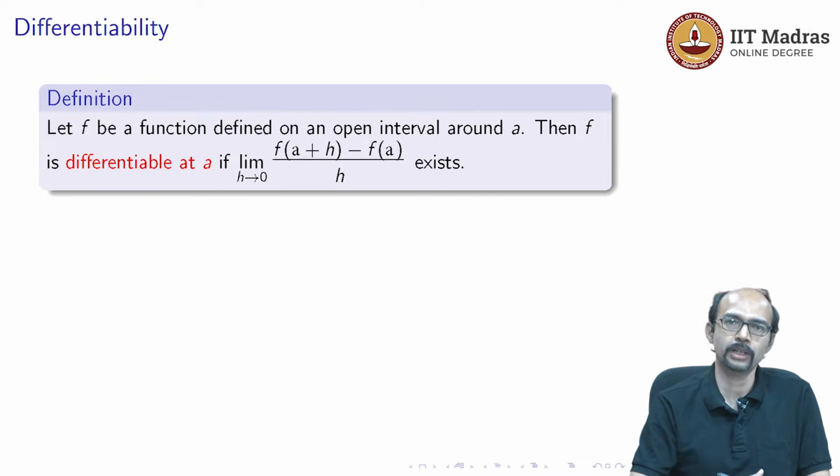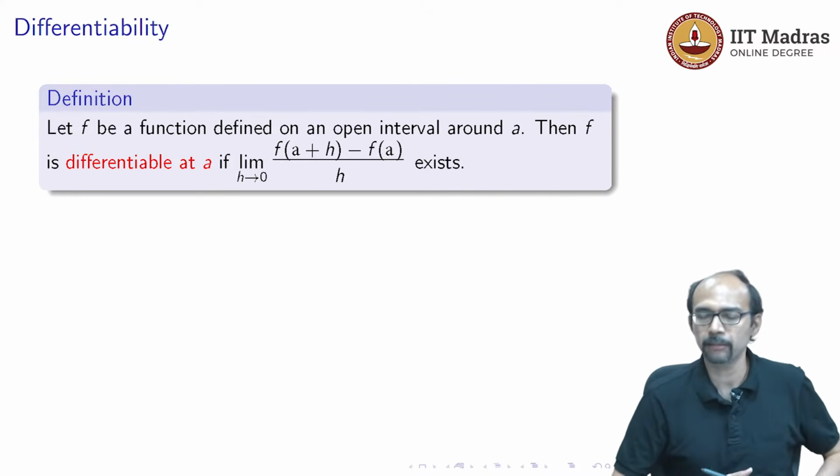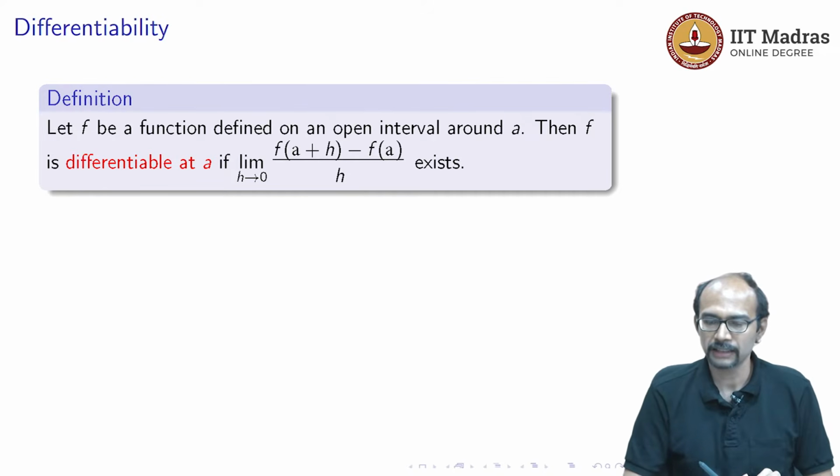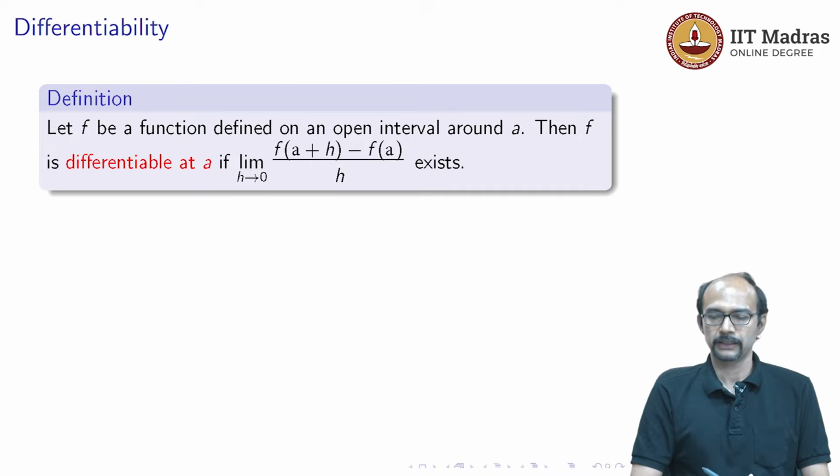In the previous slide, we had f of x plus h minus f of x. So f represented the distance covered, and x was the time. So f was a function of time. If you wanted the instantaneous speed at time t0, we would have written this as f of t0 plus delta t minus f of t0, divided by delta t. So the delta t here is replaced by h and the t0 is replaced by a. If this limit exists, we say that the function is differentiable at a.